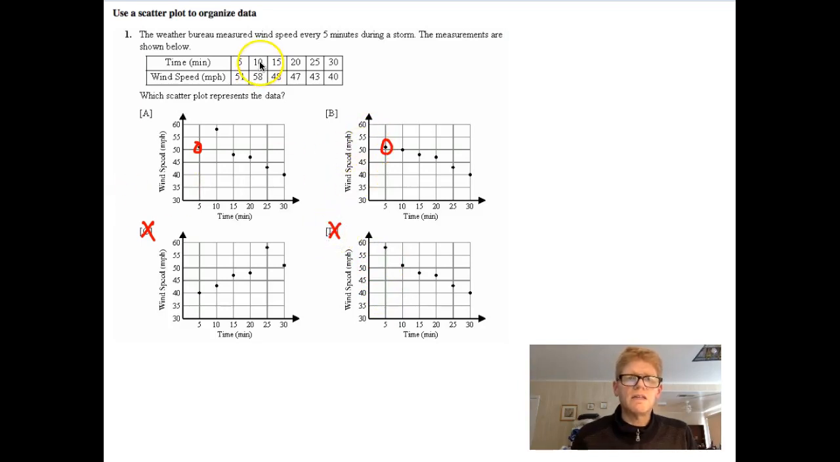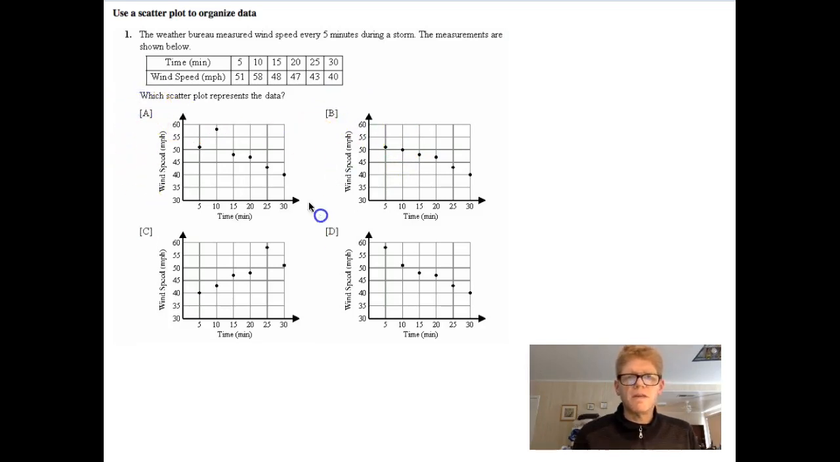Then we should look at a time value of 10. So again, we're traveling along the time axis to 10 and going up to 58 on the wind speed. So here's our time of 10 and our wind speed of about 58. Well, it looks like that one has it. This one only has 50, so that one can't be it either. We are left with our answer of A.